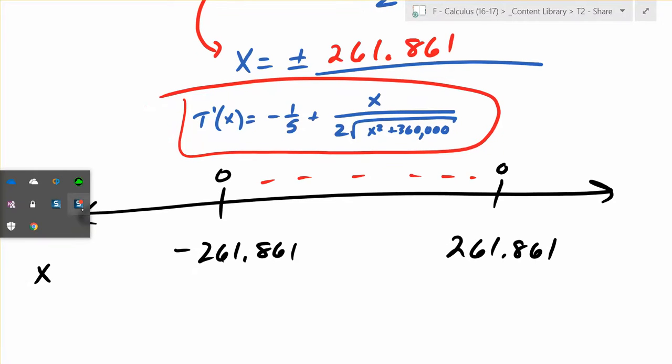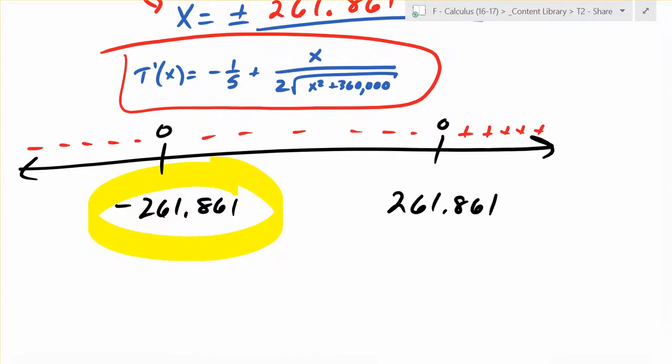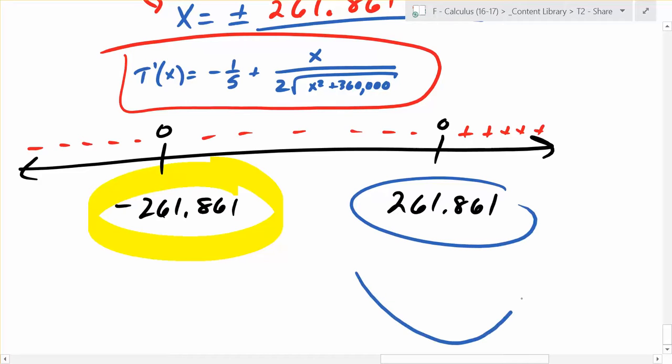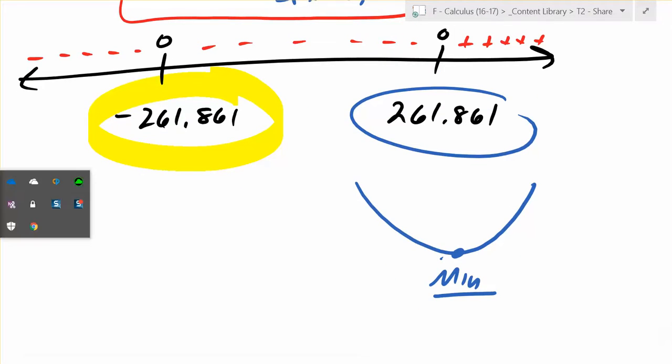What do you think? Tell you here. What happens here? Nothing. Right. What happens here? It's going down, then up. So what is it? It's a minimum.